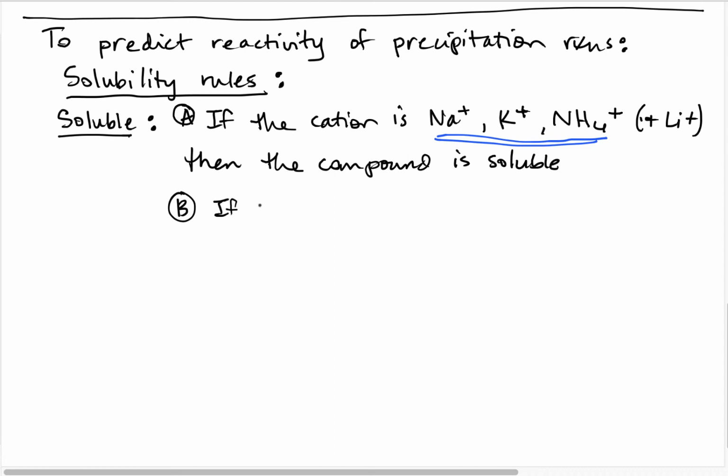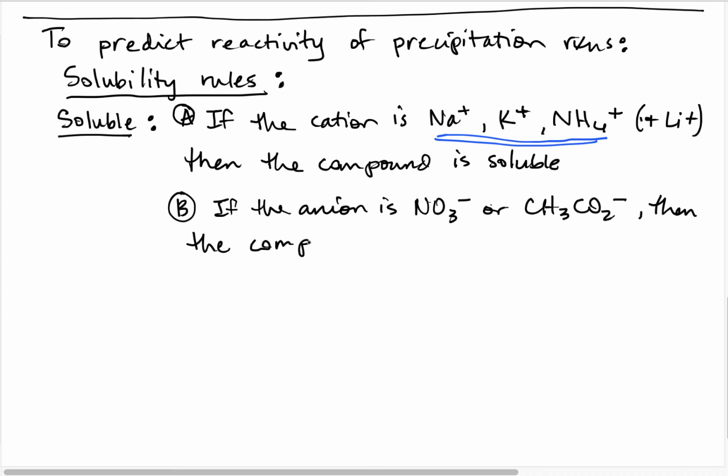So if the anion in the compound is nitrate or acetate, then the compound is soluble. You don't have to have both of these to be true, you just need one. Right? So if I say nickel nitrate, it's got nitrate in it. It's soluble. If I say silver acetate, it's got acetate in it. Silver might be a bad example, actually, because it's insoluble with a lot of things that are otherwise soluble. But anyway, we're going to just roll with it.